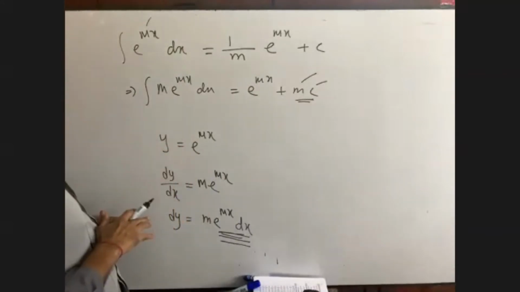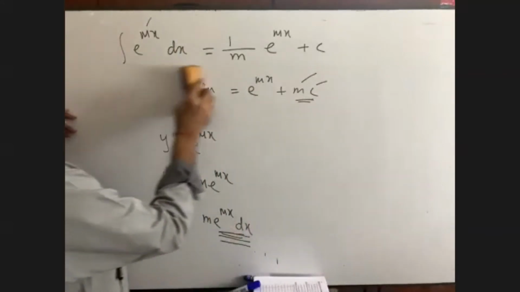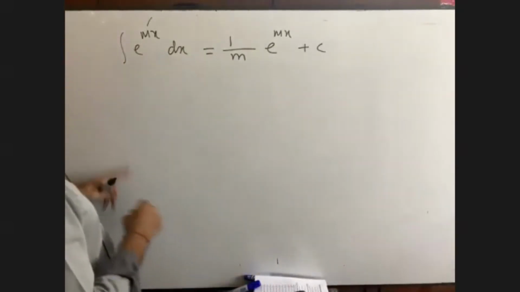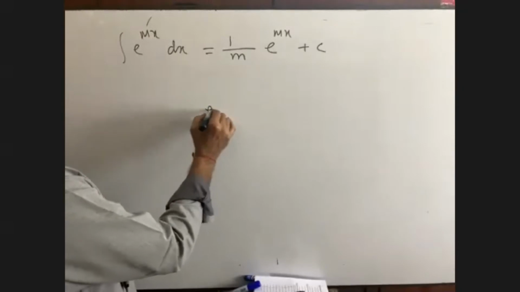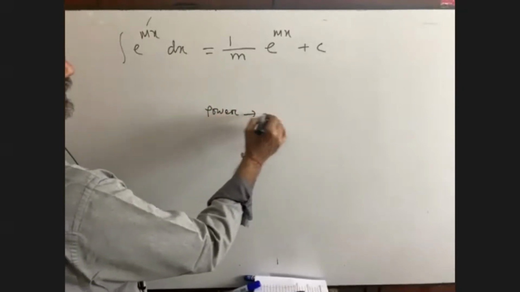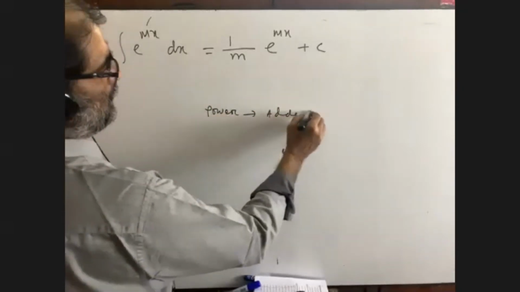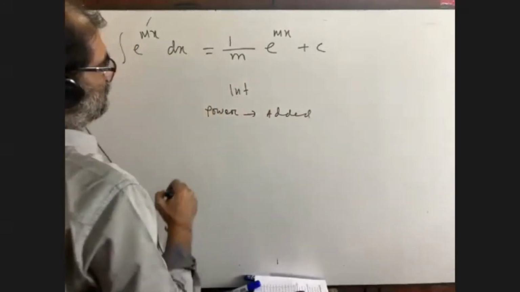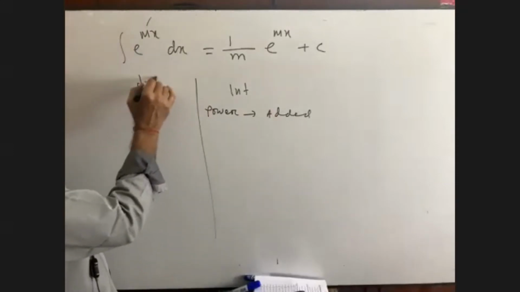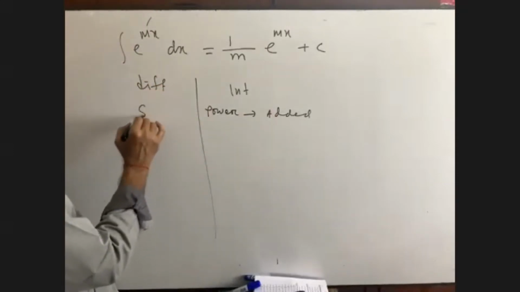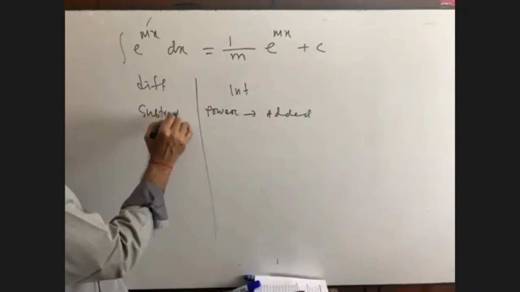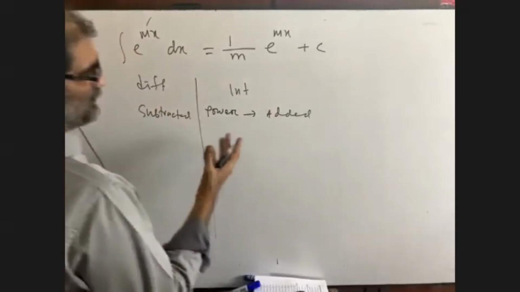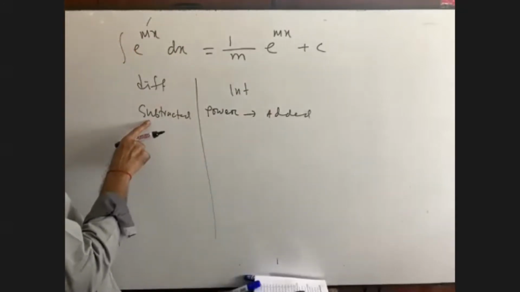Anyway, what is the difference between integration and differentiation? In integration, power is added, I mean 1 is added to the power. And in differentiation, power is subtracted, here 1 is subtracted from the power.